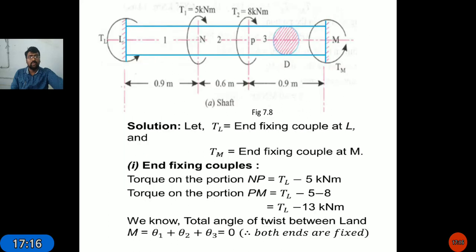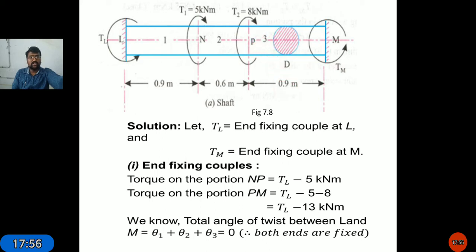It is the given shaft. The shaft has 3 parts, that is 1, 2, 3, each equal in diameter. The length of the first shaft is 0.9 meters, the second shaft is 0.6 and the third shaft is 0.9 meters. For this shaft, we are applying torques at the junction of 1 and 2 and the junction of 2 and 3. At the junction of 1 and 2, we are applying a torque of 5 kilonewton meter. At the junction of 2 and 3, we are applying a torque of 8 kilonewton meter.